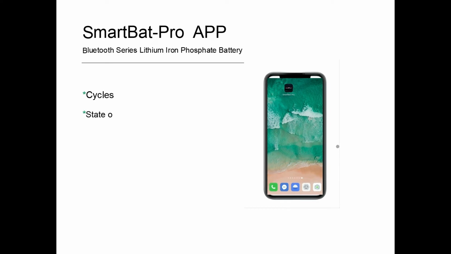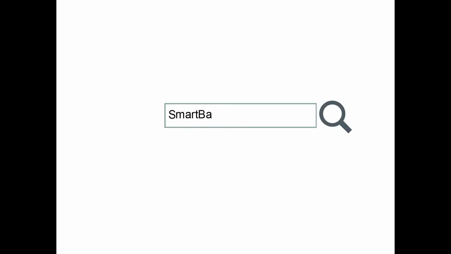With SmartBat-Pro App, monitoring the state of charge couldn't be easier or more accurate. Simply download the Bluetooth app for Superpack Bluetooth battery and pair it with your battery to view the real-time battery state of charge and other important data straight from the battery management system. Now let's take a quick tour of the app.